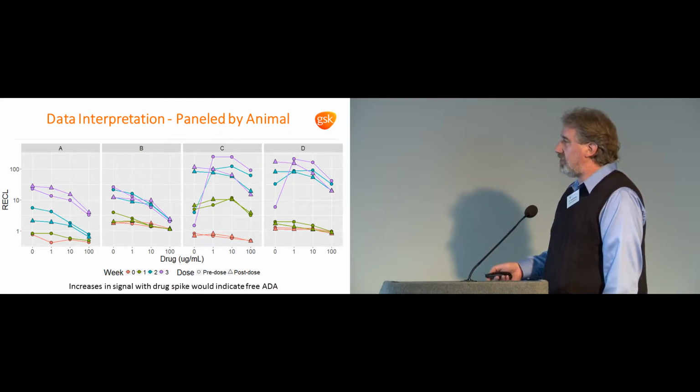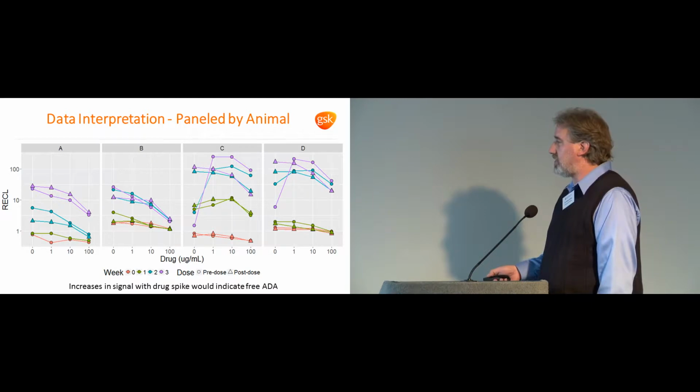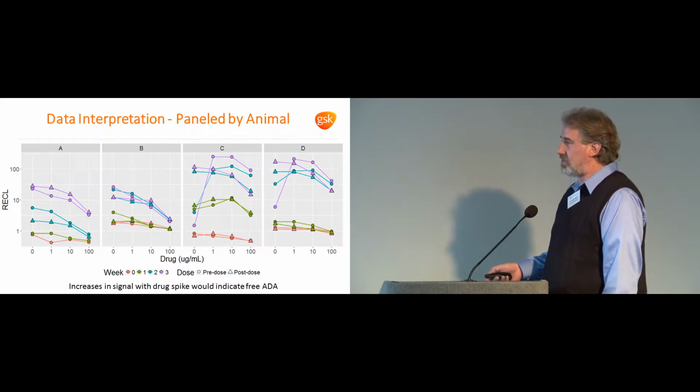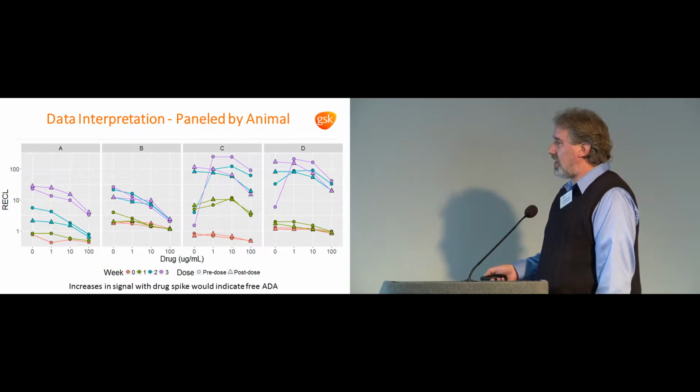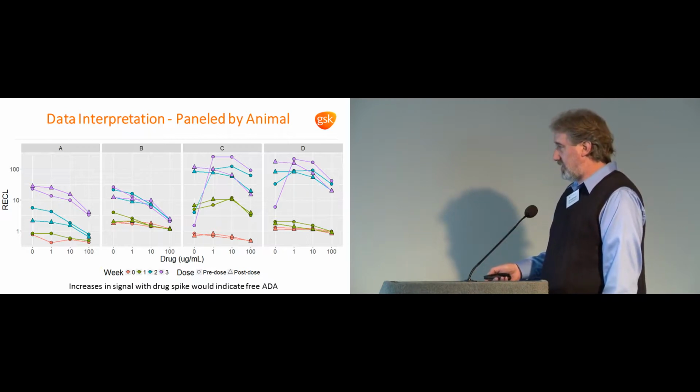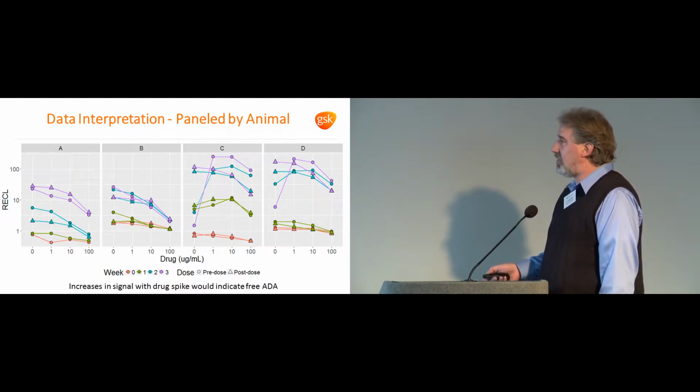Pre-dose week 2, we see that there's an immune complex signal, and as we spike in more drug, we see a decrease. So we're on the right-hand portion of that bell-shaped curve, implying we've got a specific immune complex signal, and as we spike in more drug, it will go down. After dosing, we see that the signal is lower, but we see the same trend. It follows the same pattern in terms of the decreasing amount.